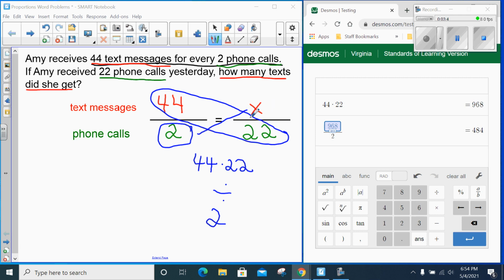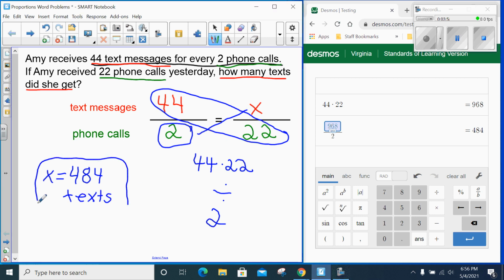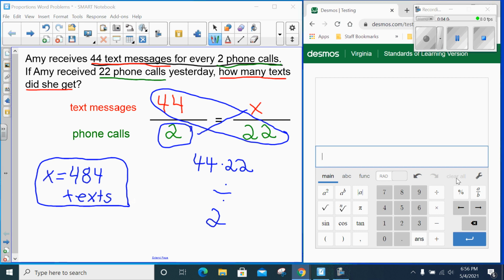So what does that mean in this problem? If X equals 484, well, we're saying that Amy received 484 text messages. So we can circle that because that's our final answer. The last step is always to remember to clear out your calculator before you move on to the next problem.